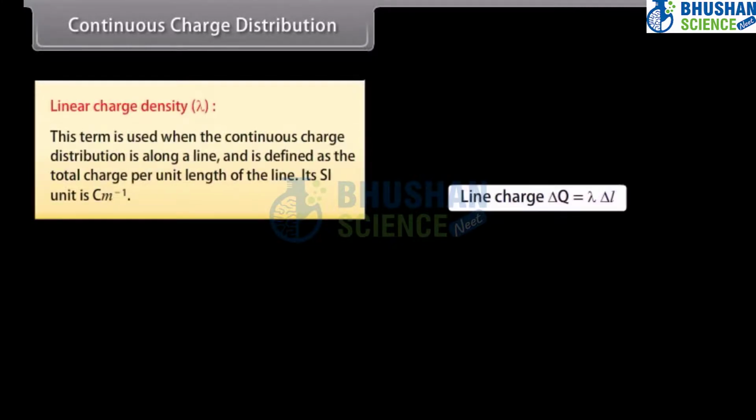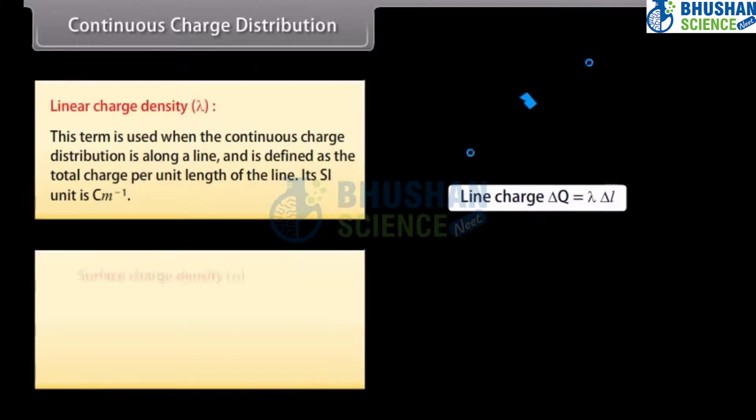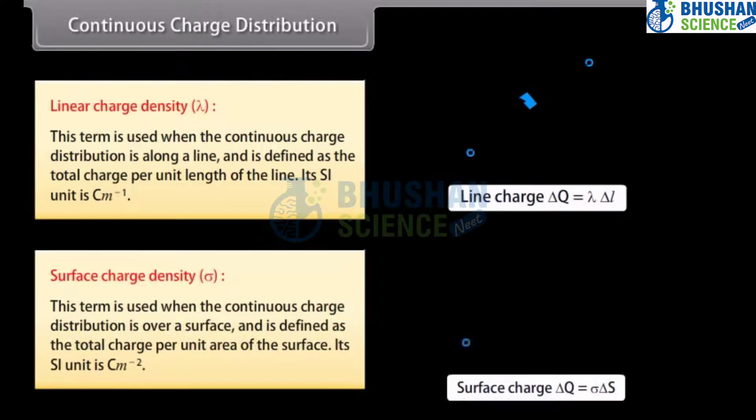Linear charge density, lambda. This term is used when the continuous charge distribution is along a line and is defined as the total charge per unit length of the line. Its SI unit is coulomb per meter. Surface charge density, sigma. This term is used when the continuous charge distribution is over a surface and is defined as the total charge per unit area of the surface.